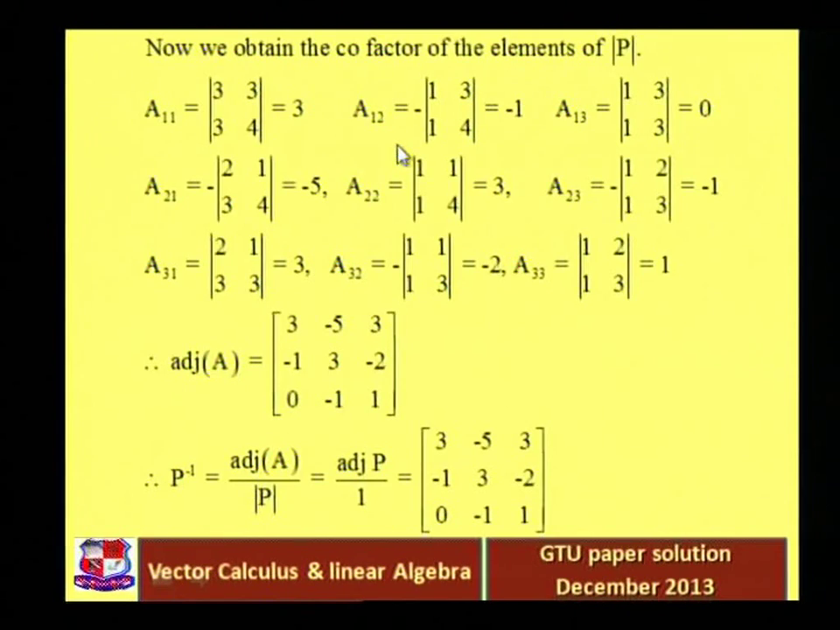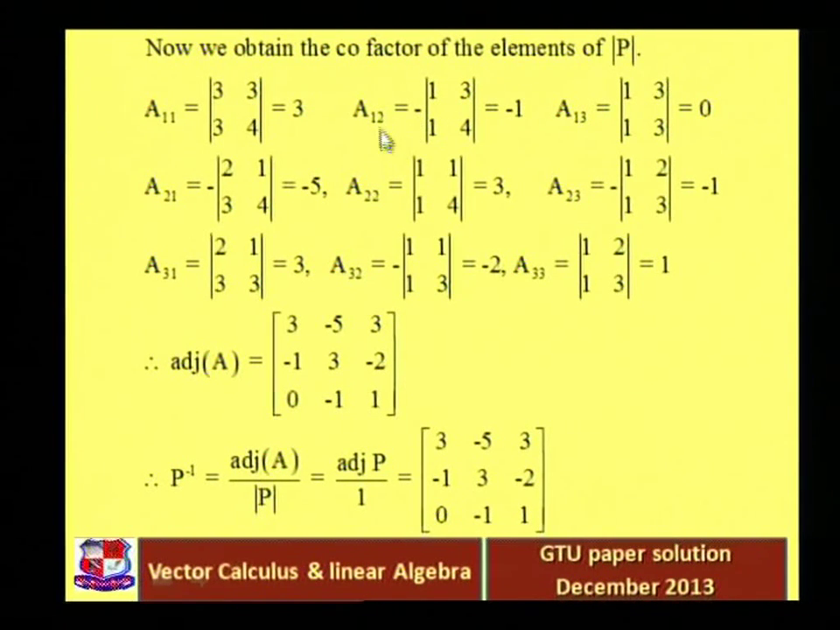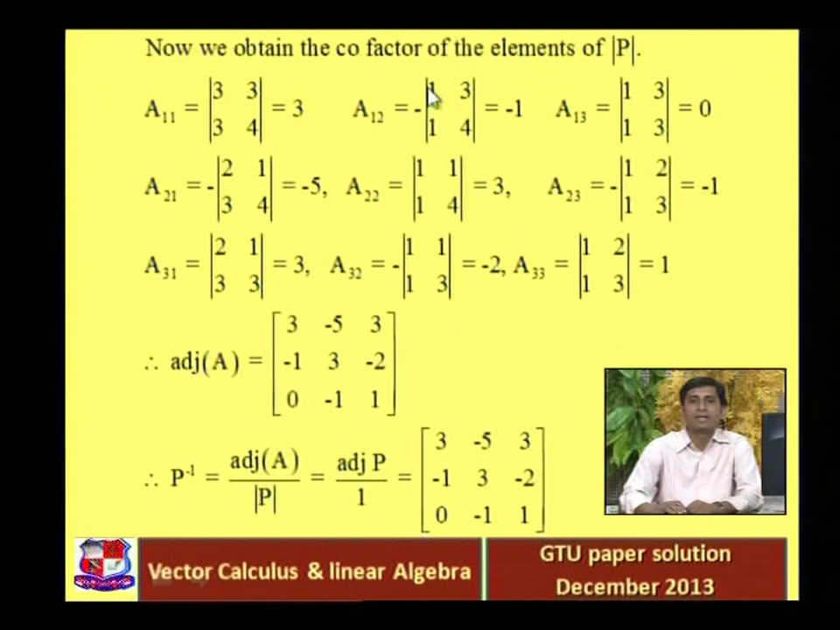Then A12. Removing the second column and the first row, you will get 1, 3, 1, 4. So that is 4 minus 3, 1, and because of minus 1 raised to i plus j, where i is the number of the row in which that element is, and j is the number of the column in which our element is. So minus 1 raised to 1 plus 2 is minus 1, and into the determinant of 1, 3, 1, 4, you will get minus 1. So using that method you can find the cofactors of each element, A13, A21, A22.